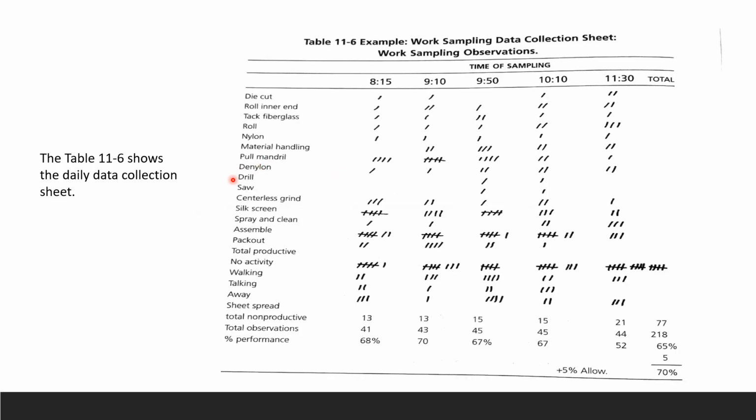Okay, so table 11.6 is showing you the data collected. So this is your data collection sheet. Here are the same thing, your work element. So this is your work sampling data collection sheet, and they usually go by tallying, a little mark right there, because it's easy to do that way. And then you sort out your non-productive, and then your total observation and percent performance, and then you add your 5% allowance, and you get 70% as your standard time.